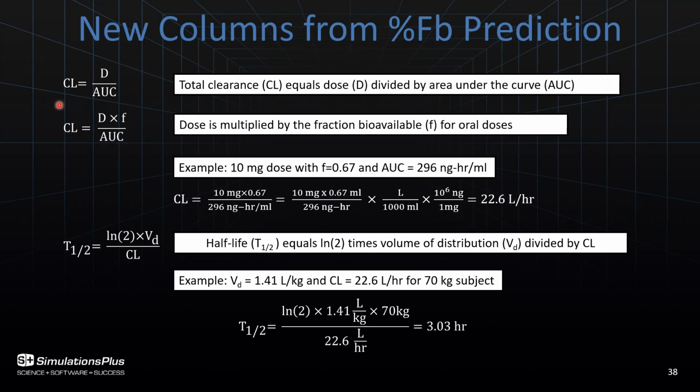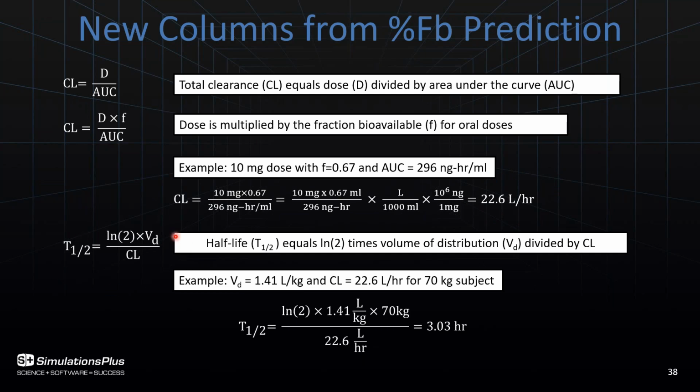Which we're not simulating in the HTPK module. So an example here is a 10 milligram dose with an oral bioavailability of 0.67 and area under the curve. You just have to take care of some units here, unit conversion, liters to milliliters, nanograms to milligrams, and then output liters per hour.